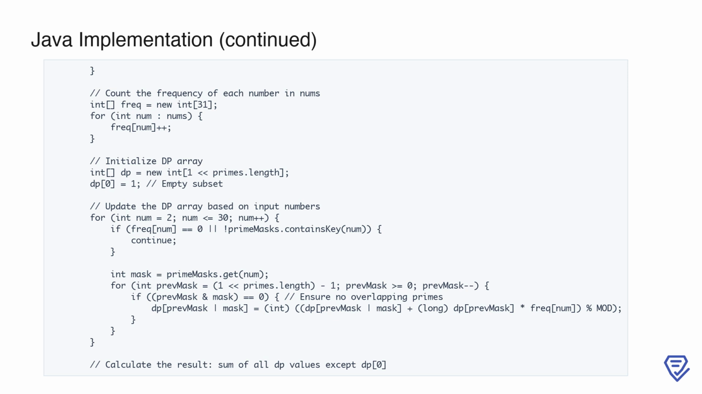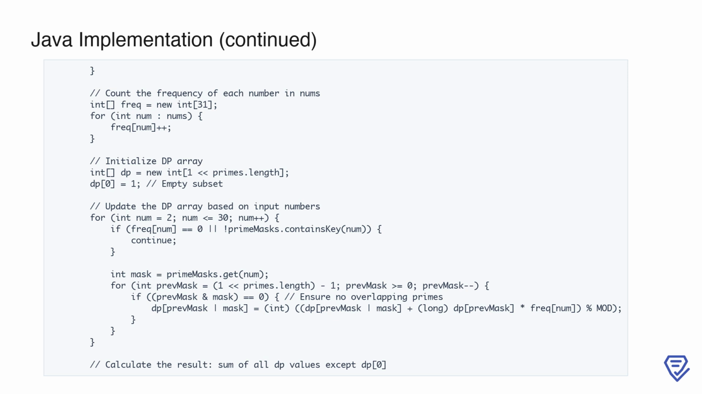Next, we initialize a dynamic programming array, DP, where DP[mask] keeps track of the number of subsets corresponding to a specific bit mask. Initially, DP[0] is set to 1 to represent the empty subset. We then iterate through all numbers from 2 to 30. For each number, if its frequency is 0 or it's not in the prime masks map, we skip it. Otherwise, we retrieve its pre-computed bit mask and update the DP array.